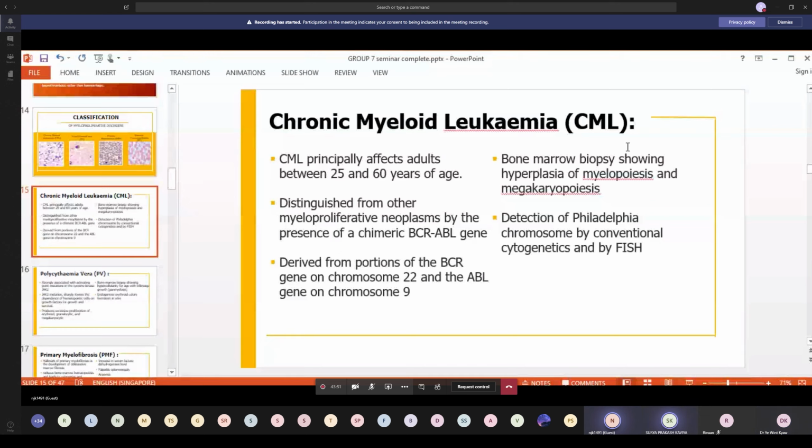Okay, so in short, CML is linked to what? To middle age, 25 to 60. Linked to the BCR-ABL gene, linked to chromosomes 9 and 22, linked to the Philadelphia chromosome, discovered by FISH. And then look for what? The bone marrow biopsy, look for myelosis, megakaryocytosis.